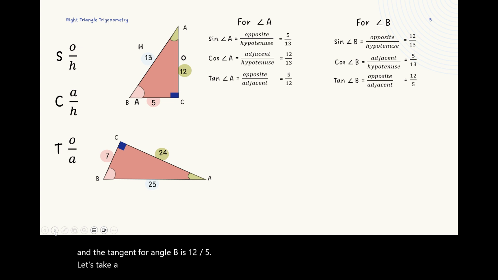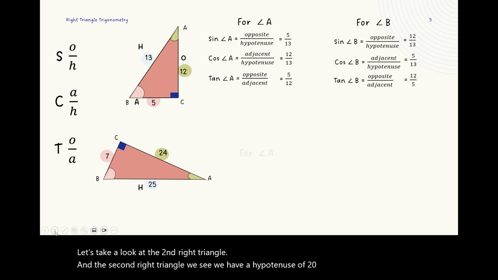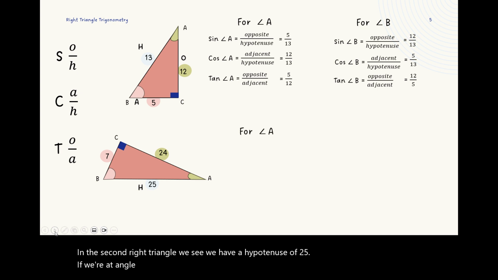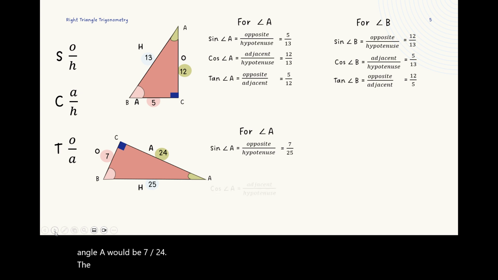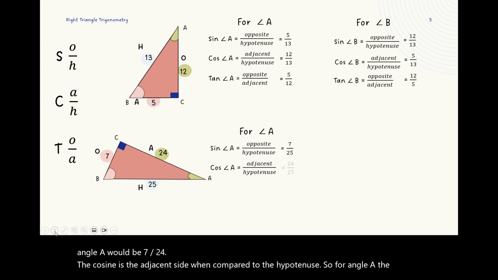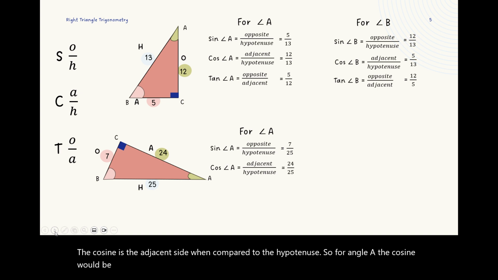Let's take a look at the second right triangle. In the second right triangle, we see we have a hypotenuse of 25. If we're at angle A, then 7 is the side opposite, and 24 is the side adjacent. So the sine for angle A would be 7 over 24. The cosine is the adjacent side when compared to the hypotenuse. So for angle A, the cosine would be 24 over 25.